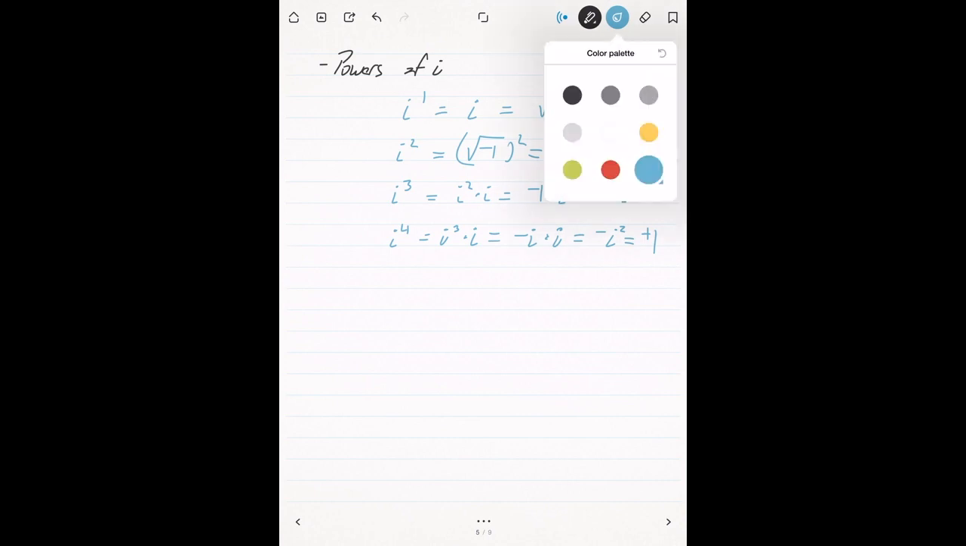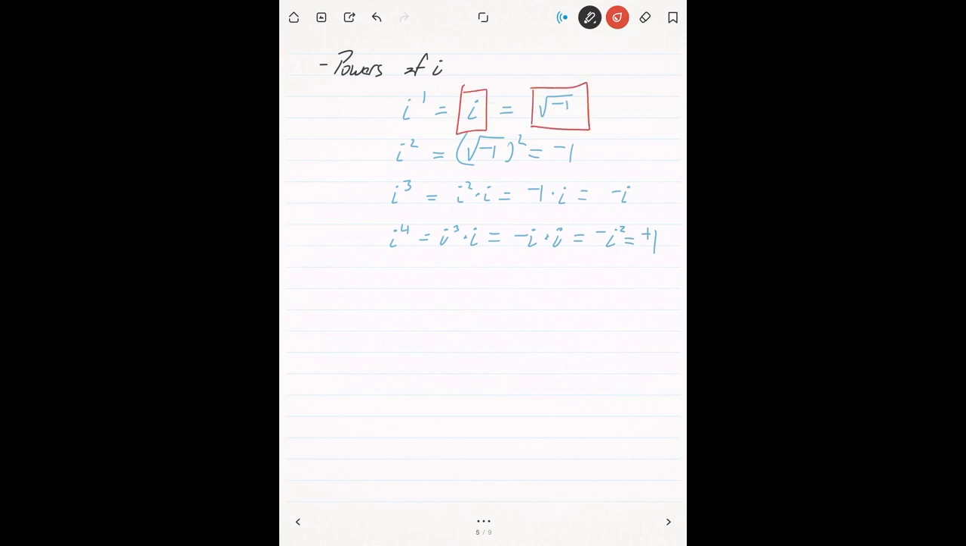I hope you're starting to see that there's this unique thing that's happening when I raise i to separate powers. When I have i to the first power, that's just the square root of -1, or just plain old i. When I square it, I get negative 1. When I cube it, I get negative i. And when I raise it to the 4th power, I get positive 1. What happens as I keep increasing these powers?